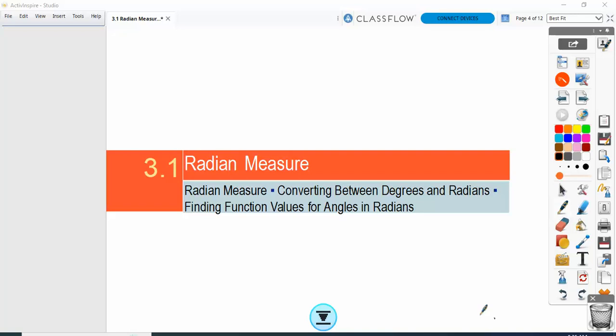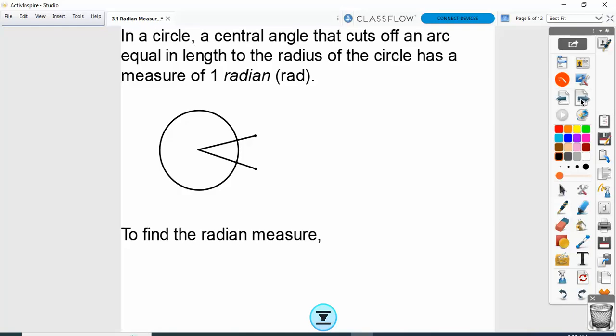So, chapter 3, and we are going to start talking about a different measurement for our angles. So far, everything we've been looking at is degrees, and we do want to switch that now and start looking at what a radian is. This is probably the more common measurement. If you take any higher math class, we always have to look at things in radian form.